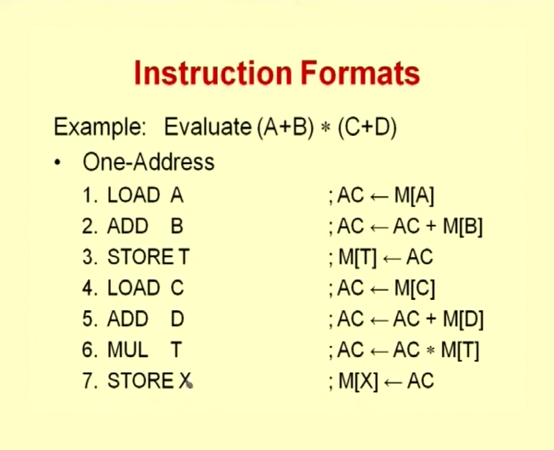Now, I can store the value that is there in the accumulator into a memory location x. So, I do store x, which will make the accumulator get stored into memory location x. So, this is a 1 address instruction execution. Now that we have looked at 1 address instruction, we will look at 0 address instructions later.